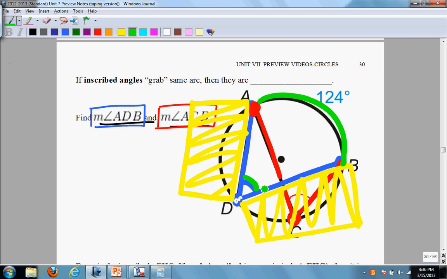We know an inscribed angle is half the arc. So if this out here is 124, back this way is half. That's why we frame it. It helps your eyeball see. So of course that's going to be 62 degrees, because the inscribed angle is half the arc.